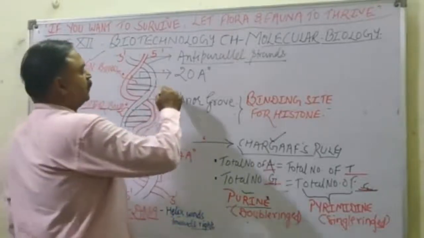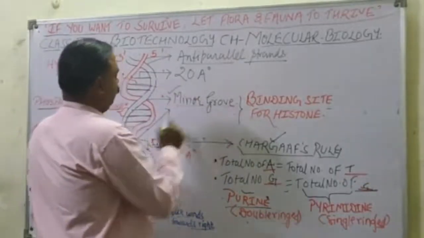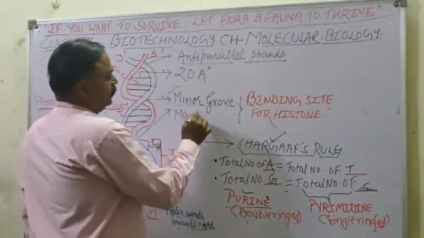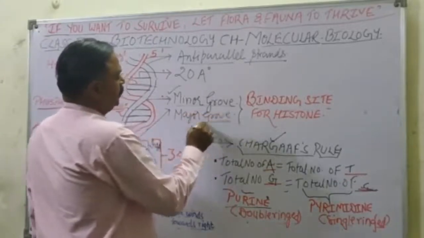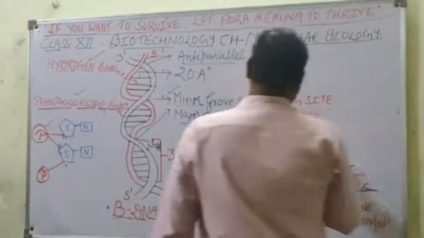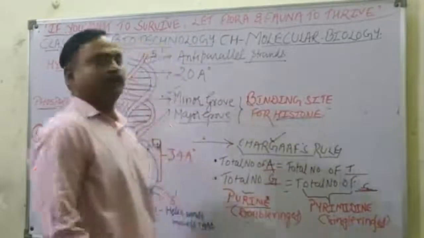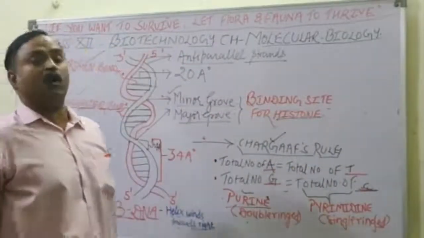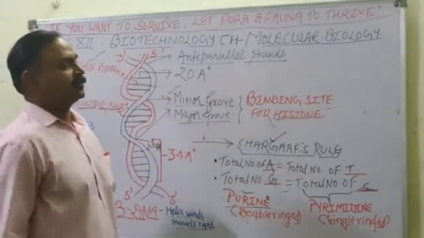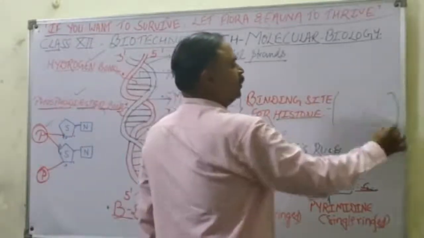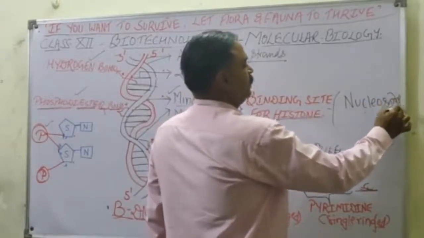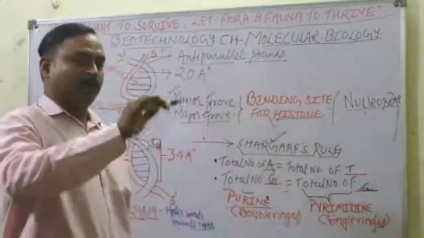Now the next important part of this structure is the minor groove. This is the minor groove, and this large one is the major groove. Now these two, minor and major grooves, form the binding site for histone. Histone protein you have already studied in the basic class. What are histone proteins? Histone octamers. So these grooves form the binding site for histone octamer. You have got the knowledge of that in the nucleosome, the complex in which DNA binds around the octamer of histone molecule.